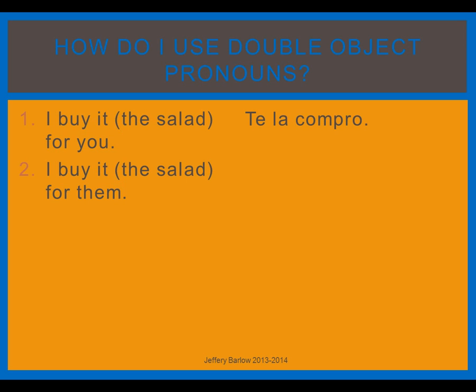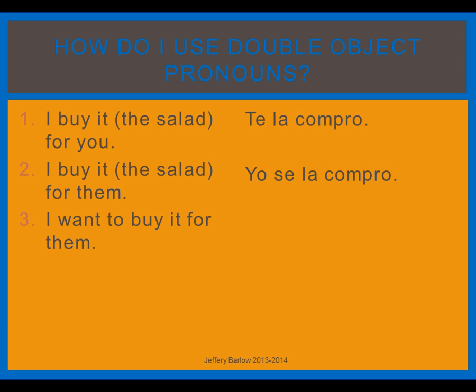I buy it for them. Gets a little bit more complicated. For them, the indirect object pronoun is les. The direct object pronoun for the salad is la. If we were to put those together using the ID order, we would say les la compro. Les la compro doesn't quite sound right. So whenever we're combining le or les with lo, la, los, or las, the indirect object pronoun becomes se, se la compro, instead of les la compro. Se la compro just sounds a lot better.